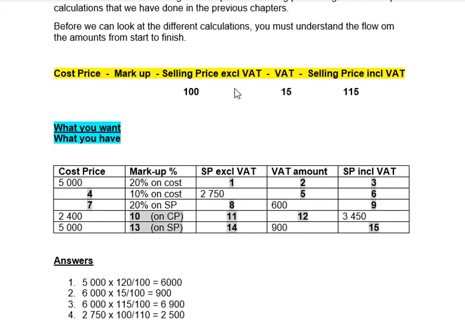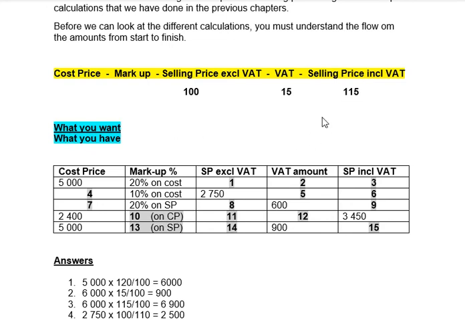Once you've added those two together, you'll have the inclusive amount of 115. So if you have an amount, let's say the amount is X, and this is the amount before VAT, then you have 100. If you then want the inclusive amount, for example, you want the 115, so you're going to take your amount of X.